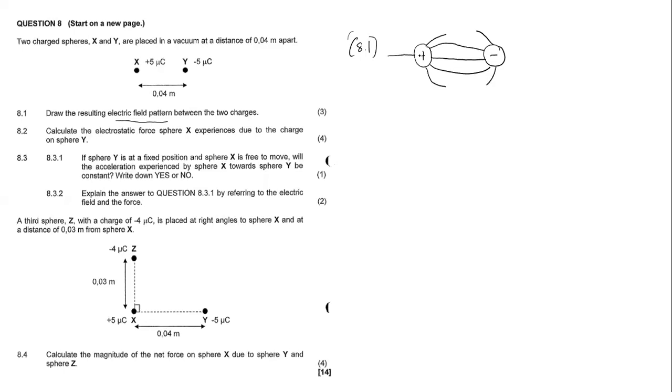Then here we're going to have a straight line. So here we're going to have a straight line. And then let's say here we're going to have something that looks like this. Make sure that these lines act perpendicular to the surface of the sphere. But the lines that are found close to these two charges, like these field lines, are not supposed to be perpendicular to the surface of the sphere. They're supposed to point as if they're directed towards that sphere.